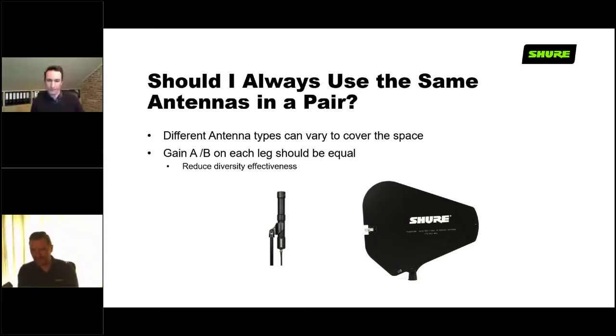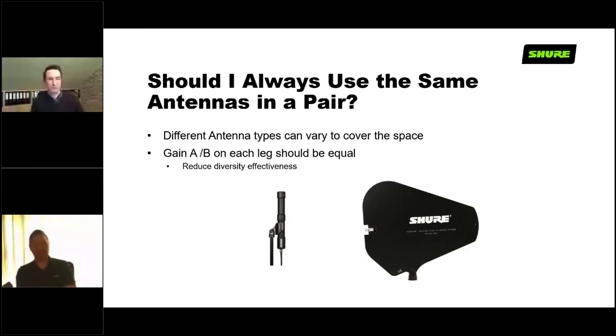So yes, you can use a PDA on one side and not on the other. You should be doing the math to figure out how to make sure they're balanced. We're going to kick into that a little bit here.